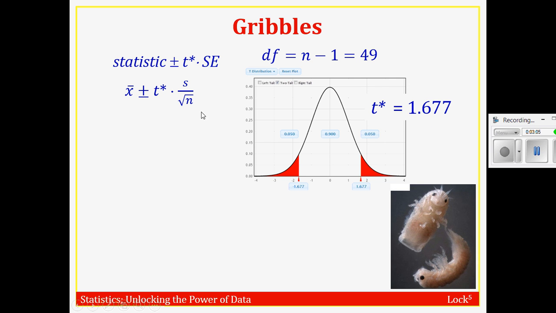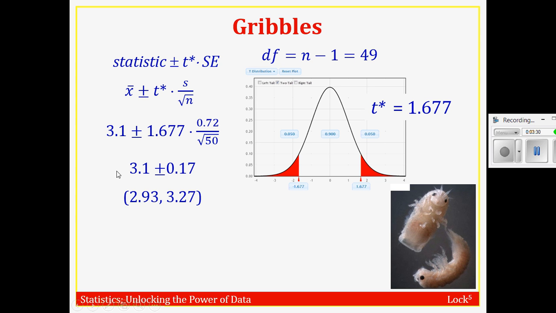So now we can go ahead and plug stuff into our formula. We have our mean, which was on the previous slide, our t star that we just found, our standard deviation of our sample from the previous slide, and our sample size of 50. Then what's after the plus and minus, we can type all that into our calculator and it gives us about 0.17. So our confidence interval is going to be 3.1 plus or minus 0.17. If you subtract those two, you get this first number. If you add these two, you get the second number.